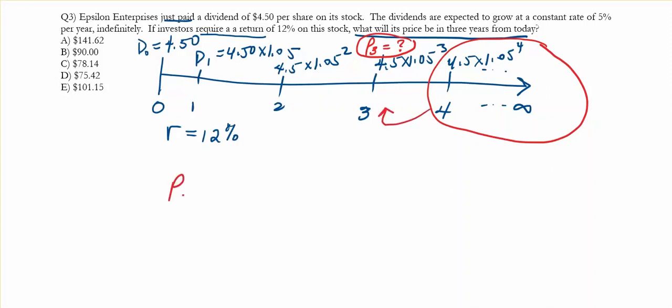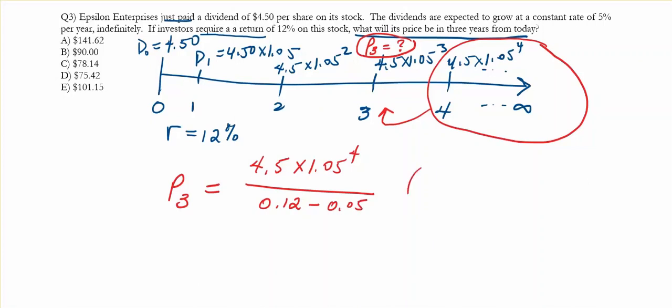So let's look at what the cash flow is in year 4. It's 4.5 times 1.05 to the 4, and it's constant growth, so therefore we will use the constant growth formula for the present value of a growing perpetuity. So all I'm doing there is the dividend in year 4, over R minus G, and that will give us the price of the stock in year 3. We wouldn't need to do anything else to it.